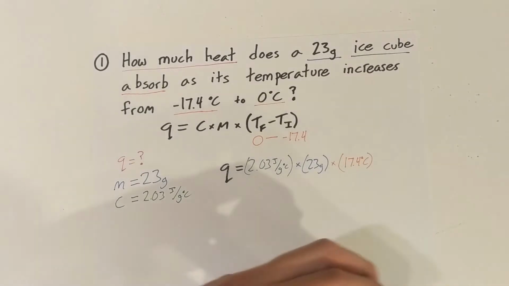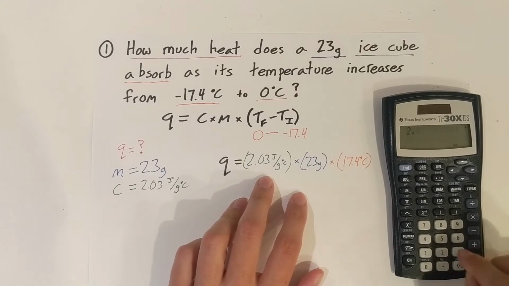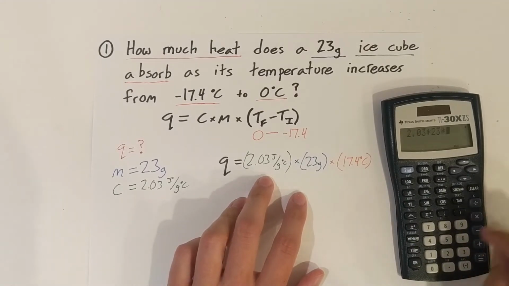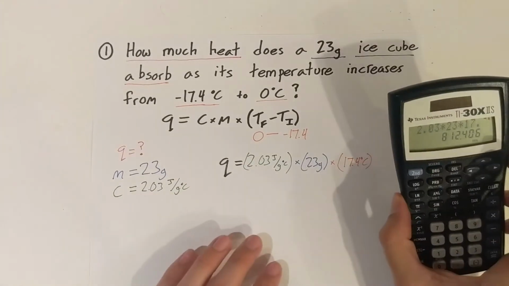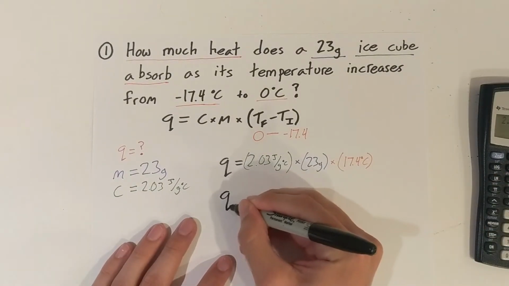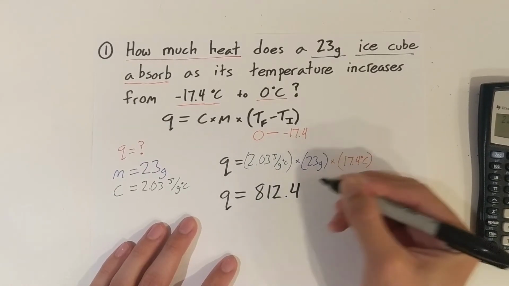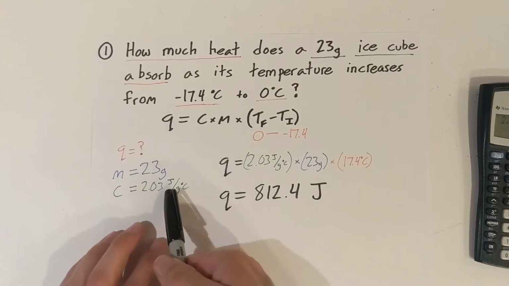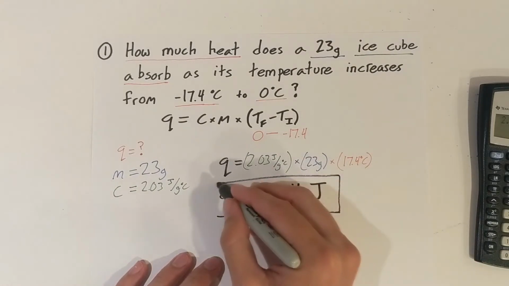And this is where we're going to bust our calculator out. So let's get our calculator out. Multiply all these together. 2.03 times 23 times 17.4. And we should get about 812.4. Our heat is equal to 812.4. And our units will be joules, because that is the units that we had in our specific heat. So that is our answer for question number 1.